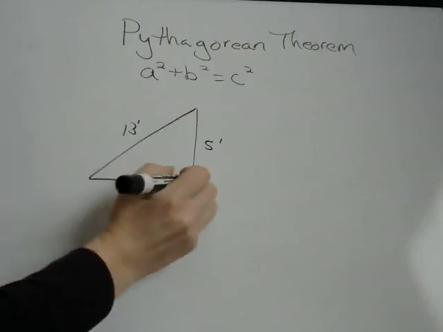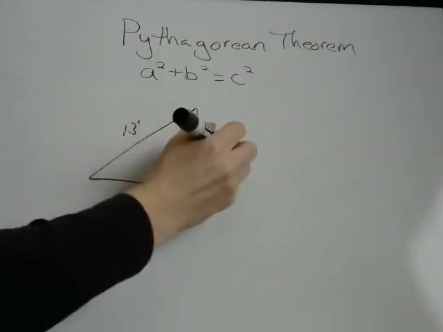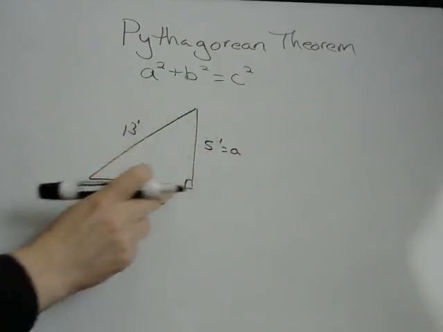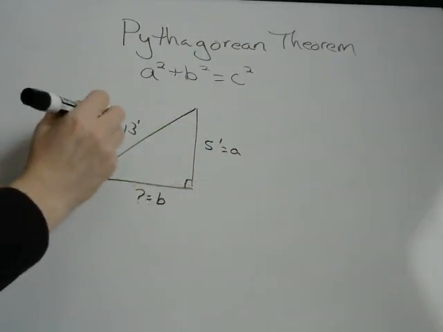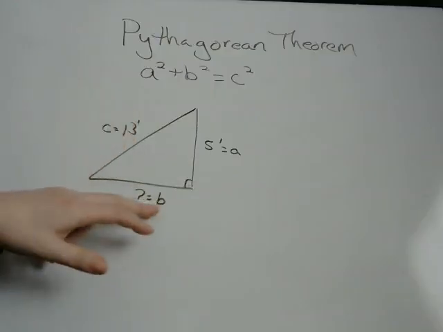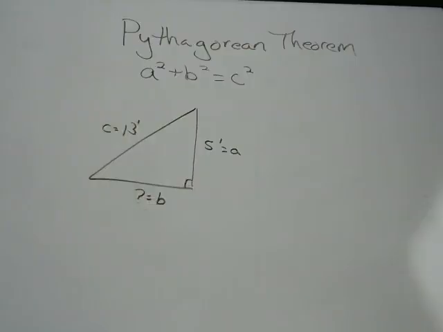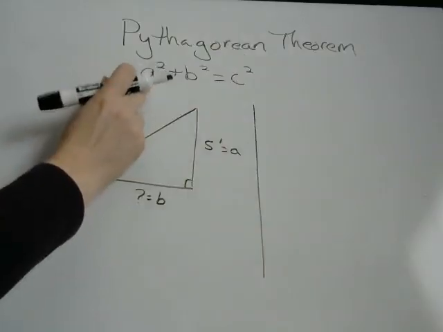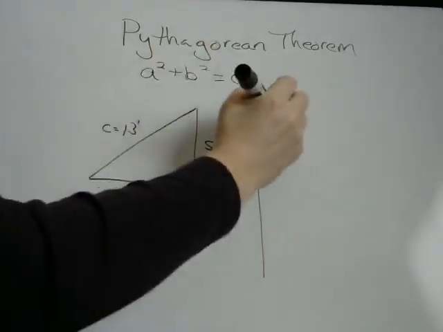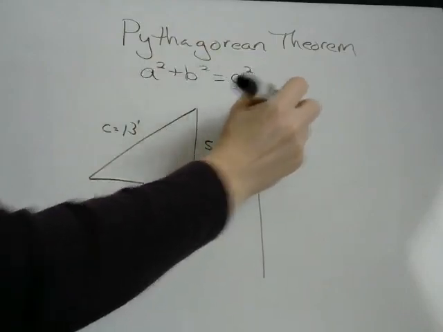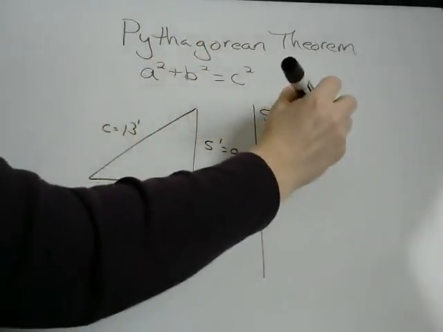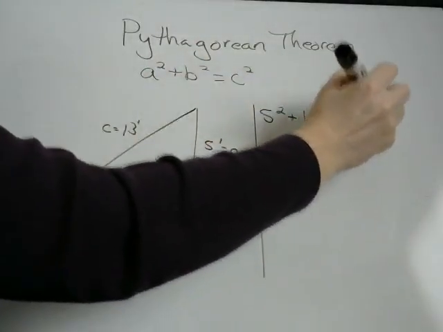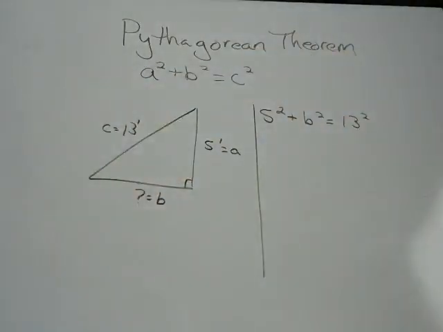So this is a right angle. We're going to call this A and this B. Remember that these have to be labeled A and B, the two legs adjacent to the right angle. This is C. So here we have C. We're trying to solve for B. So again, we have an algebra problem. We're just going to plug the numbers in. So again, this is the same formula. A is 5, so we have 5 squared plus, we don't know what B is, B squared equals C squared. C is 13. So we have 5 squared plus B squared equals 13 squared.